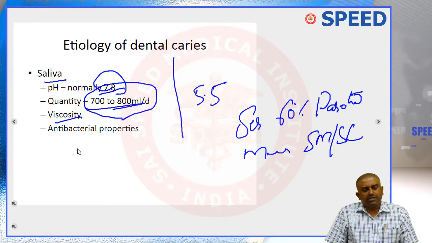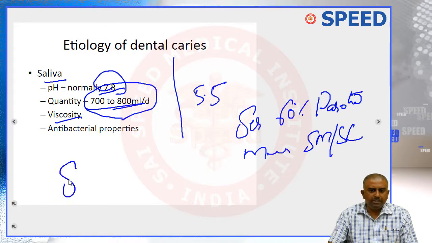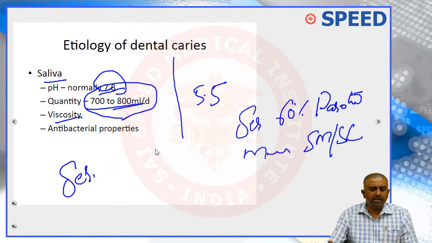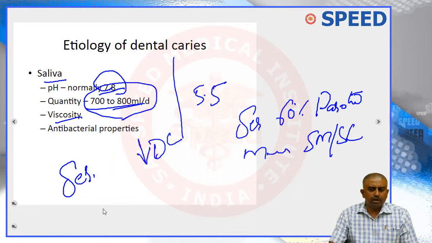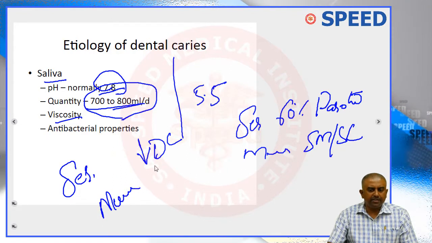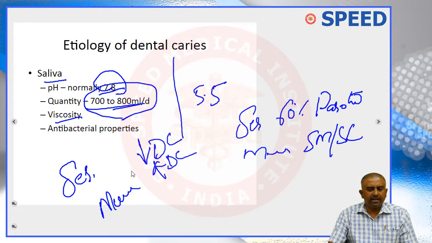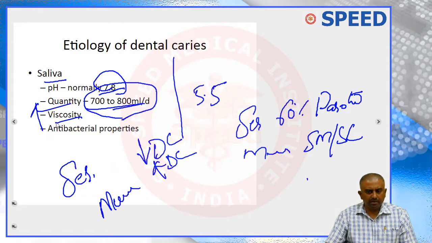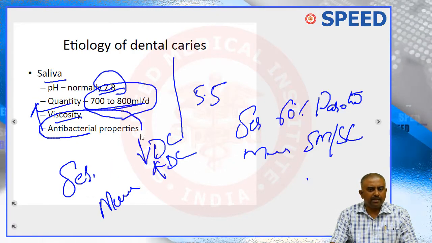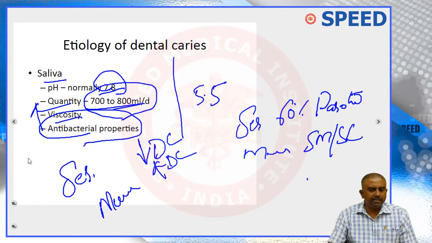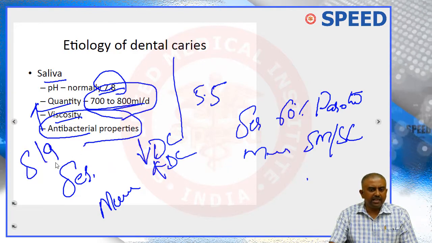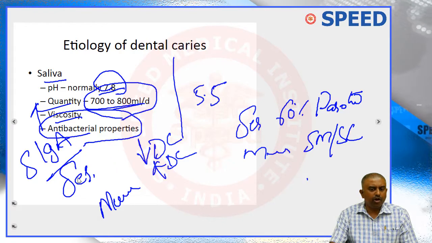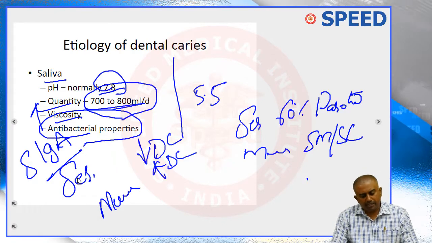What is the role of viscosity in saliva? The more viscous, the more mucous the secretion, the more is the dental caries. The more serous the secretion, the less the caries. More is the viscosity, more is the dental caries, and the main antimicrobial agent present in the saliva is the secretory IgA, okay, along with lactoperoxidase and lactoferrin.